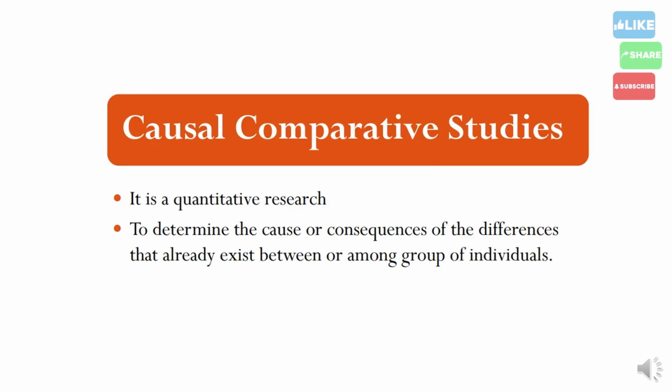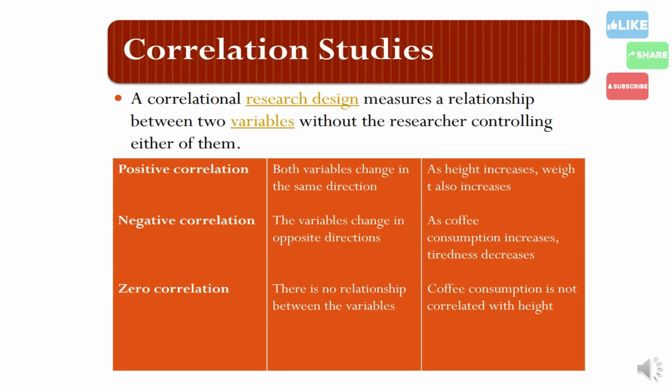Now there are causal comparative studies. It is quantitative research to determine the cause and consequences of differences that already exist between or among groups of individuals. Now there is correlation study. A correlational research design measures a relationship between two variables without the researcher controlling either of them.